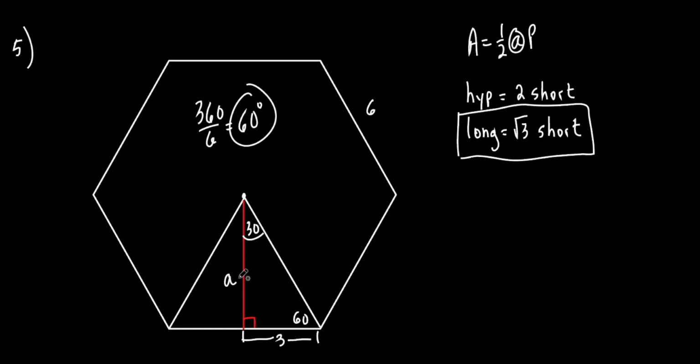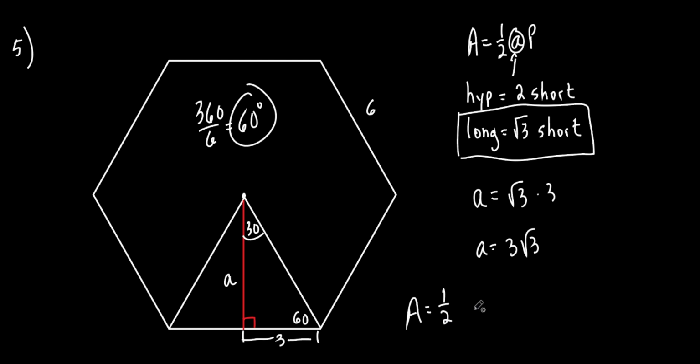So A is my apothem. That's the long side. So the apothem is what? The square root of 3 times the short leg. What's the short leg on this right triangle? It's 3. So I'm going to write it like this: 3 times the square root of 3. So check it out. I needed to find the apothem. I just found the apothem, didn't I? All right. Now, to find the area shouldn't be that hard. Finding the apothem was the hardest part. Once I found the apothem, the rest is easy.